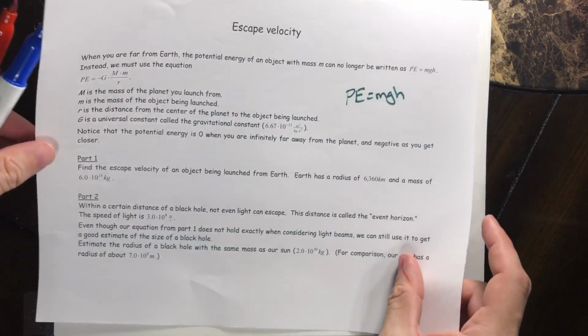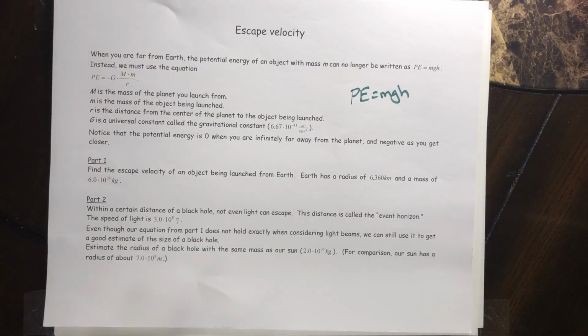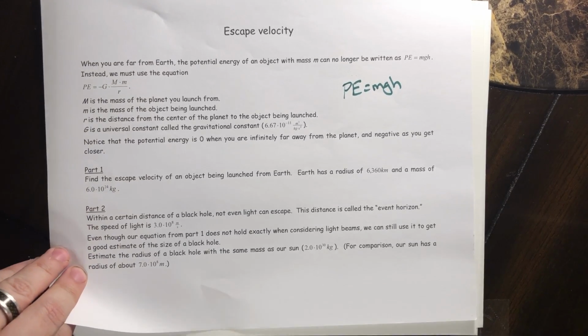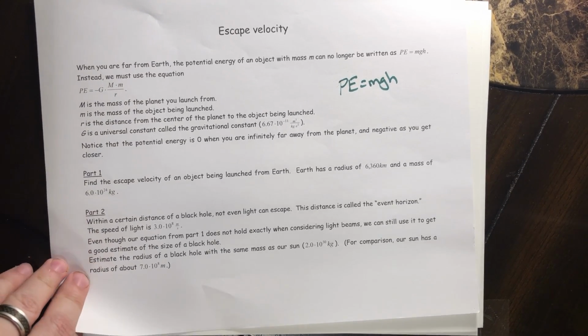All right. Now, our last part of the problem says within a certain distance of a black hole, not even light can escape. This point is called the event horizon, where the speed of light is 3 times 10 to the 8th meters per second. Now, even though our equation that we solved for above isn't exactly true, it can be used pretty well to guess about what the radius would be. It's close enough. So it wants to know what the radius of a black hole would be with the same mass as our sun, which it says is 2.0 times 10 to the 30th kilograms. And it says our sun, as just a comparison, has a radius of 7 times 10 to the 8th meters.